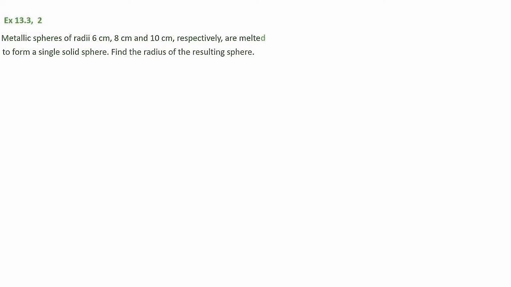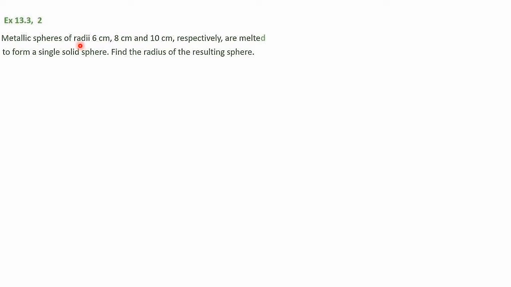Next, we shall discuss the second question, exercise 13.3, question number 2. Metallic spheres of radius 6 cm, 8 cm, and 10 cm respectively are melted to form a single solid sphere. Find the radius of the resulting sphere.